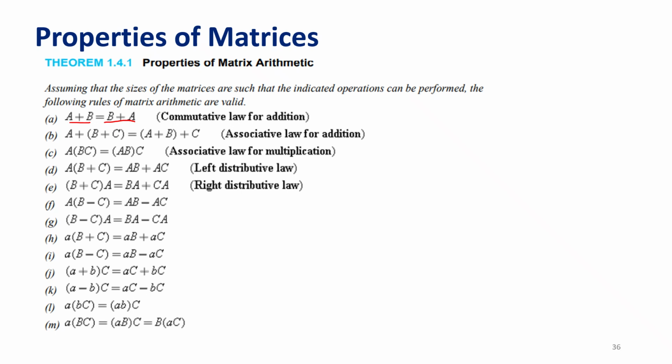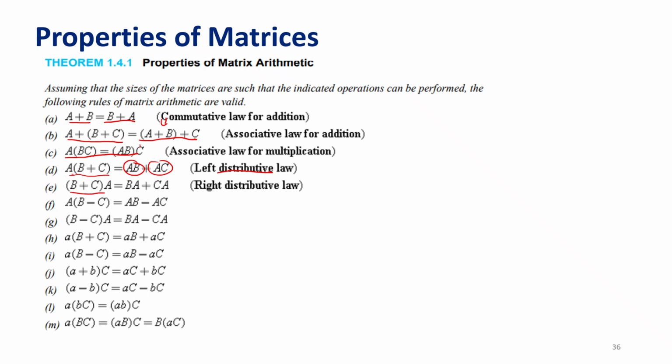The associative law is also applied. So when you have A plus B plus C, you can do the first operation first and then add C later, or you can do B plus C first and then add A later. It also applies to multiplication. But when you have multiplication with an addition inside the bracket like this, the left distributive law applies, so you can do it like these operations.